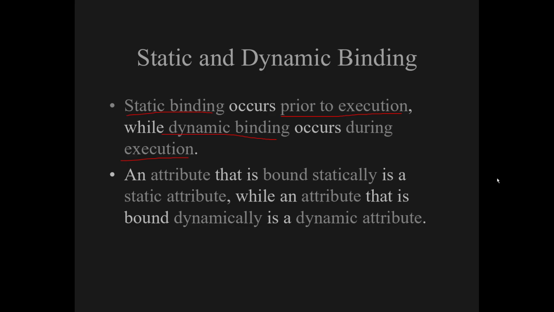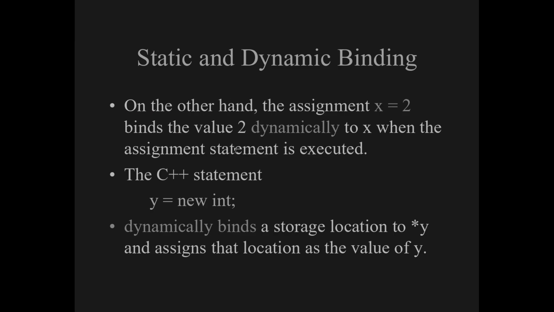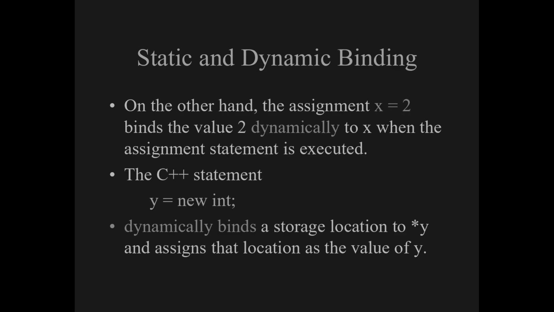In addition, there can, of course, be some amount of dynamic binding in a statically compiled program. For instance, if you're changing the value of a variable during execution, changing the value counts as a type of binding, and so the assignment x equals 2 binds the value of 2 dynamically to x. So that's a type of dynamic binding, even with a statically compiled program.